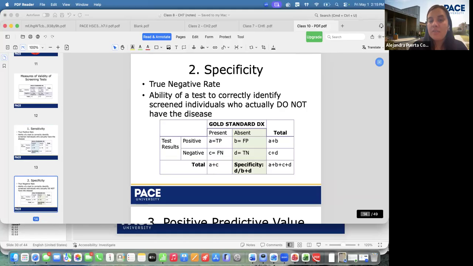Specificity, true negative rate. So now it's the ability to correctly identify individuals who do not have the disease. So now who am I going to see? Those who tested negative in my test, right? Divided by those who really do not have the disease according to the gold standard. Yeah?